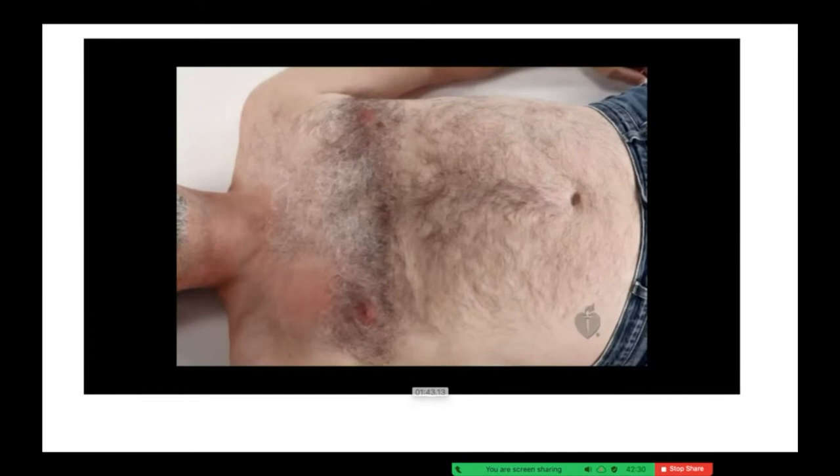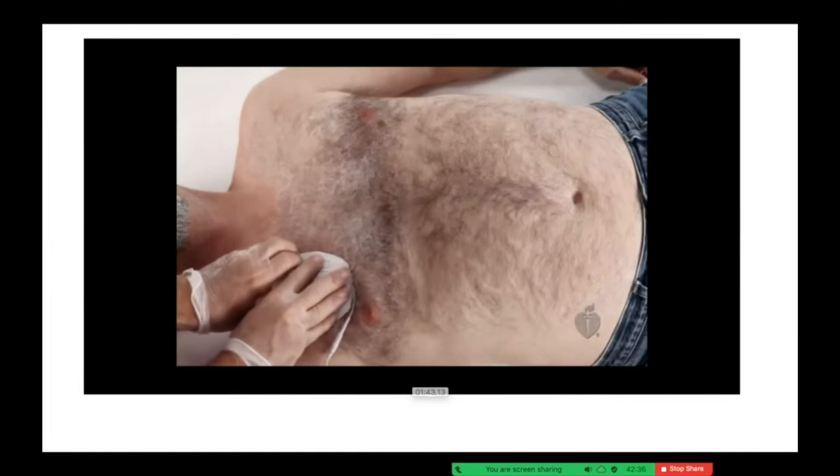If your AED supply kit has a razor, you can use this to shave the area as well, and then reapply a new set of pads.